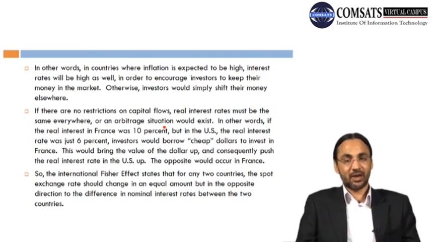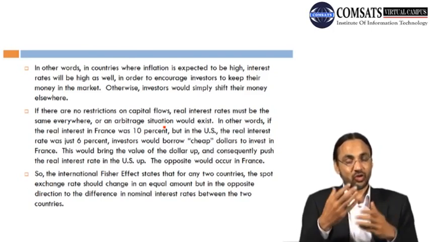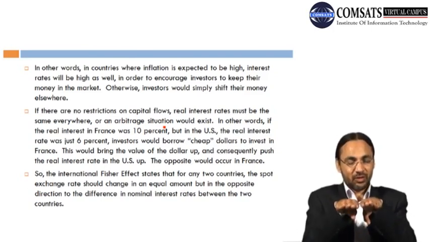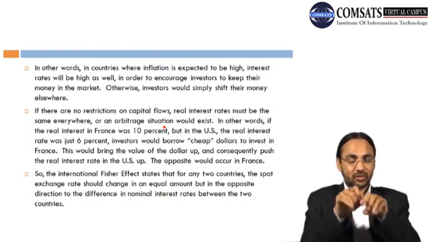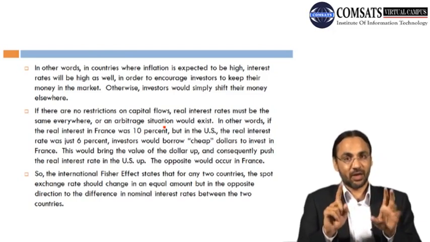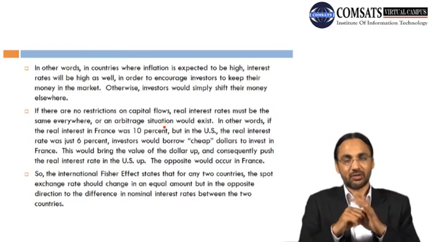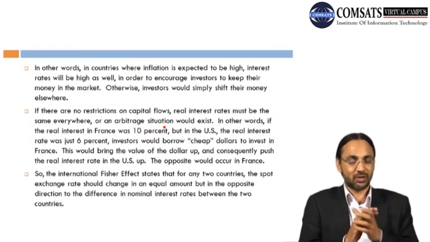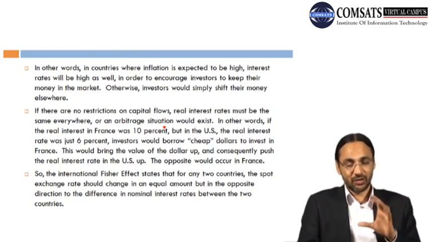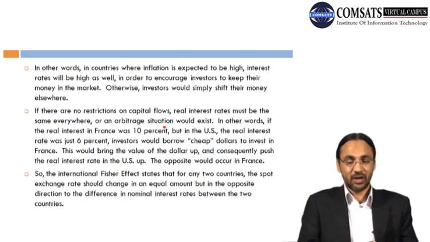And that's why I say that optimally it should be the same across the market. The real interest rate should be the same across the countries. Again, it's a hypothetical situation, and hypothetical means there are no trade barriers, no restrictions, no government intervention, and this and that. Okay, so this is called the international Fisher effect. It states that for any two countries, the spot exchange rate should change an equal amount, but in the opposite direction, to the difference in nominal interest rate between the two countries.